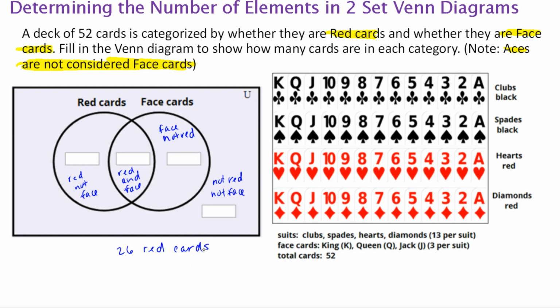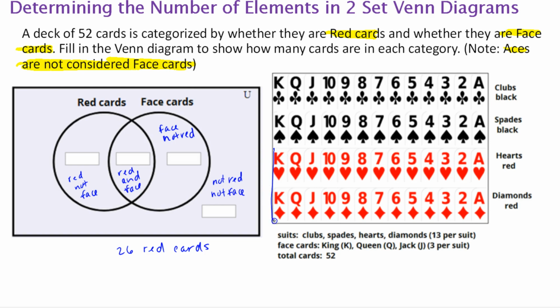Now that's useful, but notice we have 2 disjoint pieces for red cards. If we just say 26 red cards, it could be 26 here and 0 there, or 10 there and 16 there. So we usually don't want to start with the total number in any of the sets. We want to start with the intersection, because once we find this intersection, it's easier to find the other pieces. How many red and face cards are there?